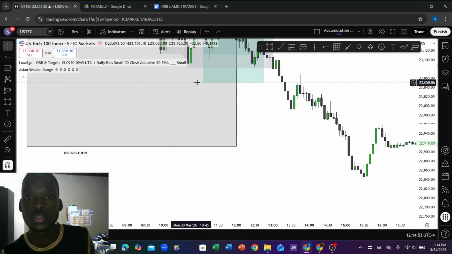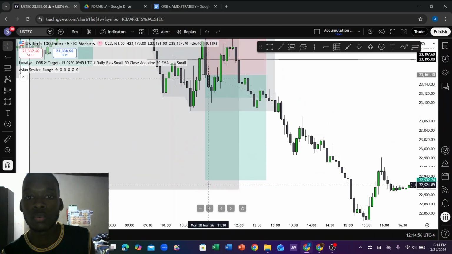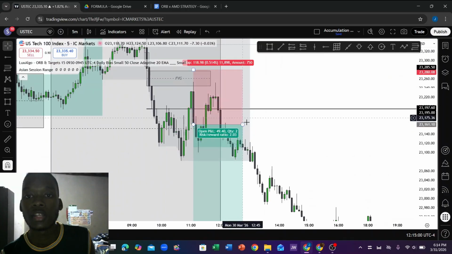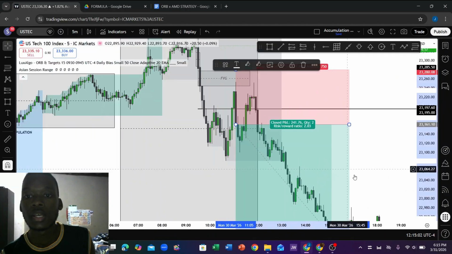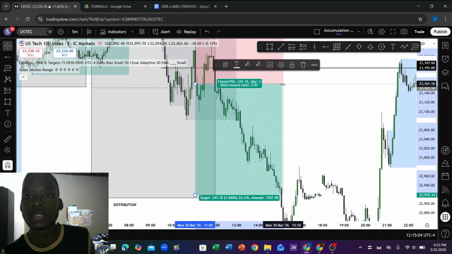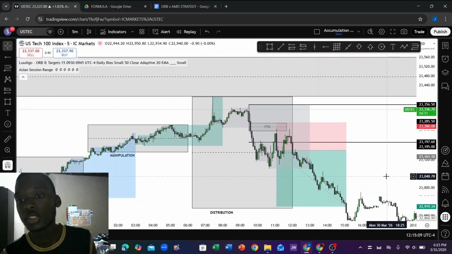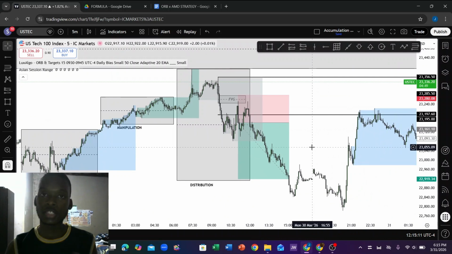So I usually target a 1:2 risk to reward, so that will be there, and we're gonna extend this, and as you can see, price hit TP. So this is just the basics of the strategy. There's a lot that goes into the strategy.